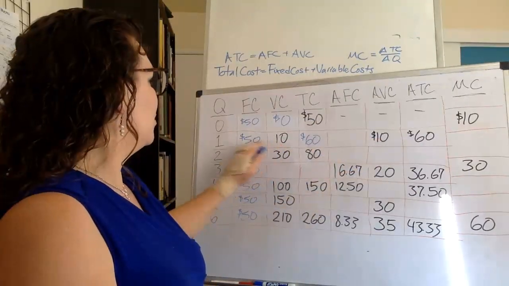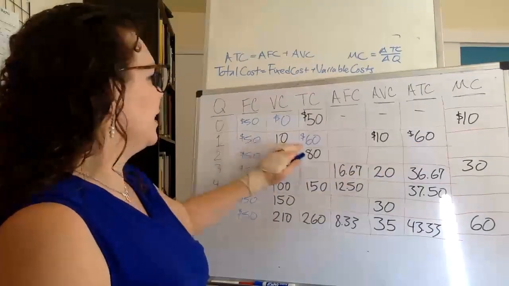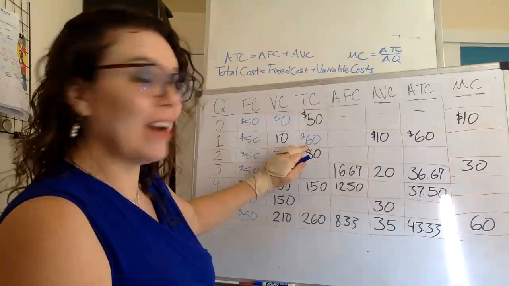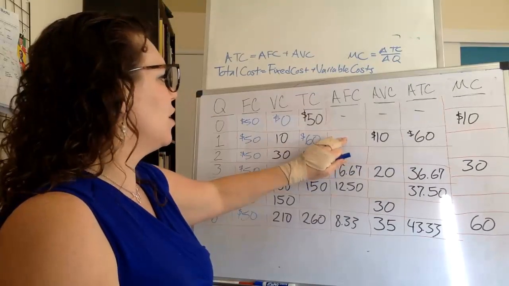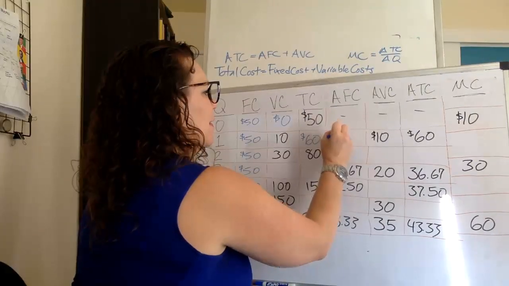And then we can go through, and here average variable cost is already found for us. It's $10 divided by 1. Average total cost is 60 divided by 1, so that checks out that our total cost is correct. And then we need to find average fixed cost, and that's fixed cost divided by quantity, or another $50.